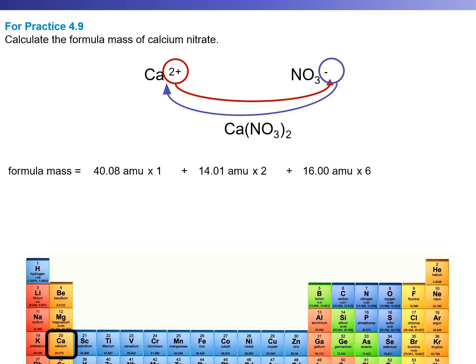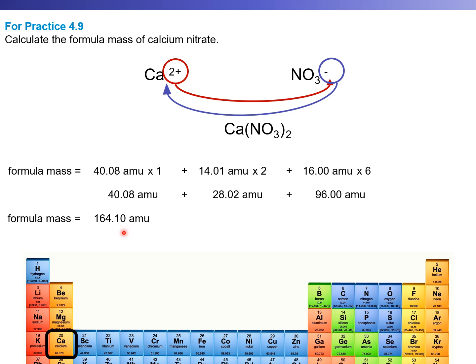All right, so let's go ahead and do the multiplication. So 40.08 times 1 is 40.08. 14.01 times 2 is 28.02. And 16 times 6 is 96. And now we can add all these values together, bringing our formula mass for calcium nitrate to 164.10 atomic mass units.